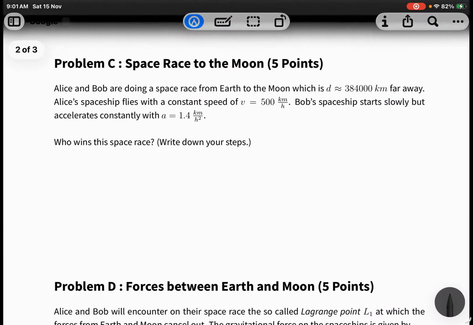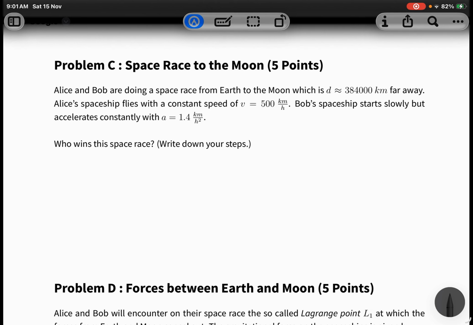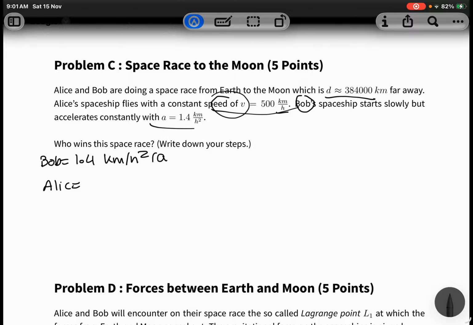Okay, so this is problem B done. Now problem C. The distance is this. We have a speed and we have acceleration for Bob. So let's write down here: Bob is equal to 1.4 kilometers per hour squared, and then Alice has kilometers per hour, not squared because it's speed, 500 kmph. So they start slowly but with constant acceleration. We have a common distance equal to 3,840, and three zeros, kilometers.